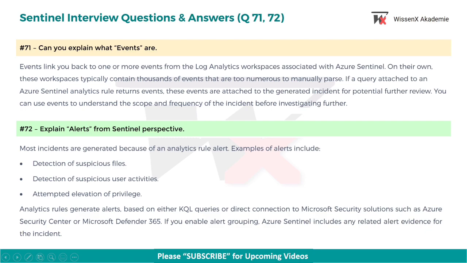Next, explain alerts from the Sentinel perspective. Most incidents are generated because of an analytics rule alert. Examples of alerts include detection of suspicious files, detection of suspicious user activities, and attempted elevation of privilege. Analytics rules generate alerts based on either KQL queries or direct connection to Microsoft security solutions, such as Azure Security Center or Microsoft Defender 365. If you enable alert grouping, Azure Sentinel includes any related alert evidence for the incident.